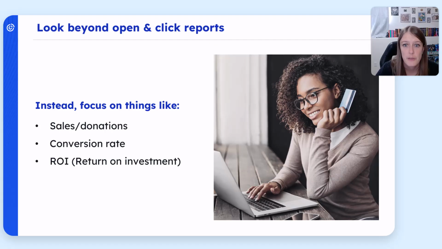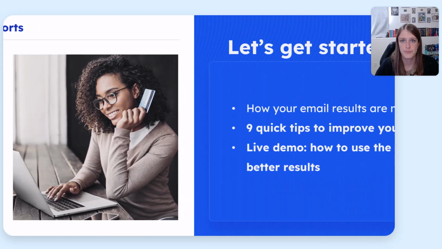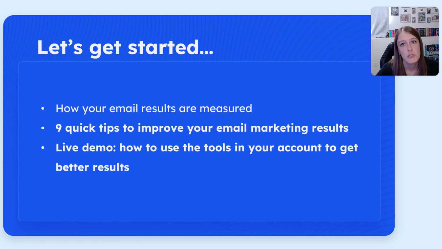And then, are they doing it? So you might look at your conversion rate, your return on investment. Are you getting registrations for an event? Sales, donations, that's where you can really look at areas to improve. But with that, now you know what's measured in Constant Contact. You have an idea of what to monitor and where to set your goals in terms of successful results.